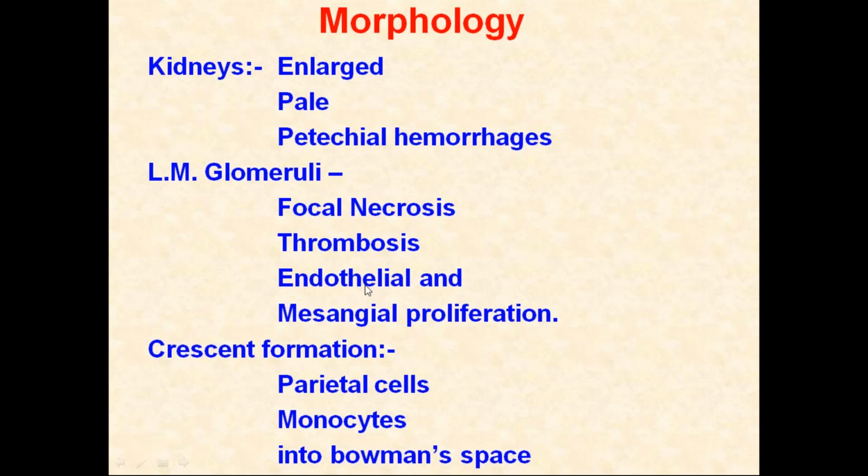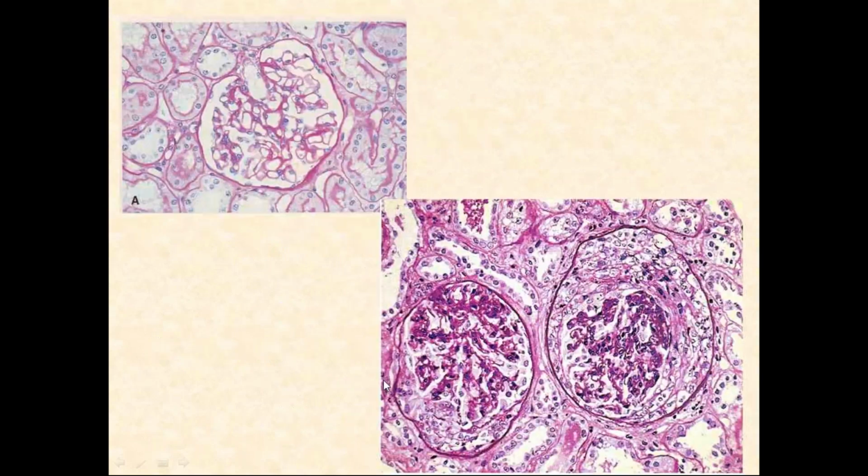Endothelial proliferation or mesangial. And this RPGN is known for crescent formation. Crescents are formed usually due to parietal cells and monocytes, which proliferate into the Bowman space. So what you can see here is nothing but crescentic formation. This is the glomeruli, and this is the glomerular capillary loop, and what you can have is the crescent formation.